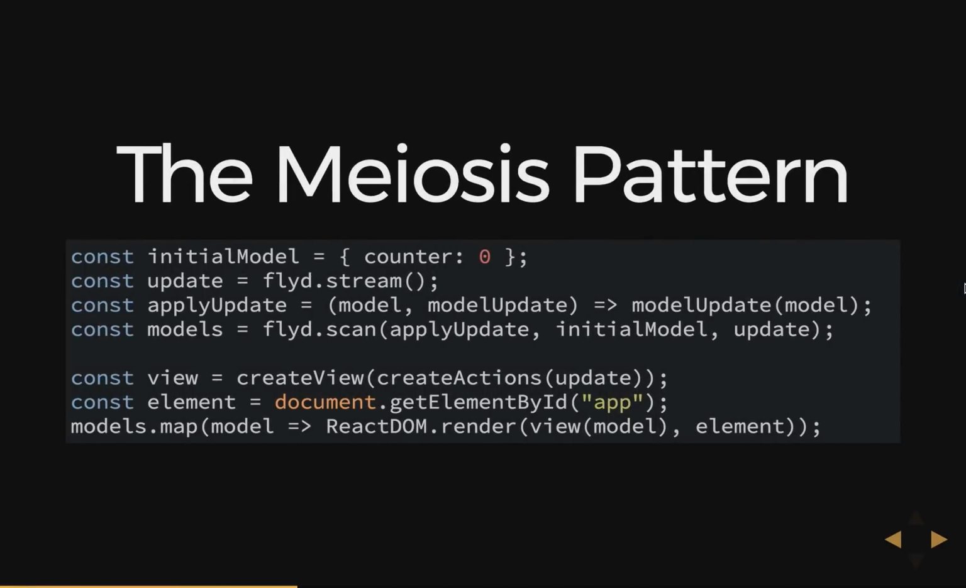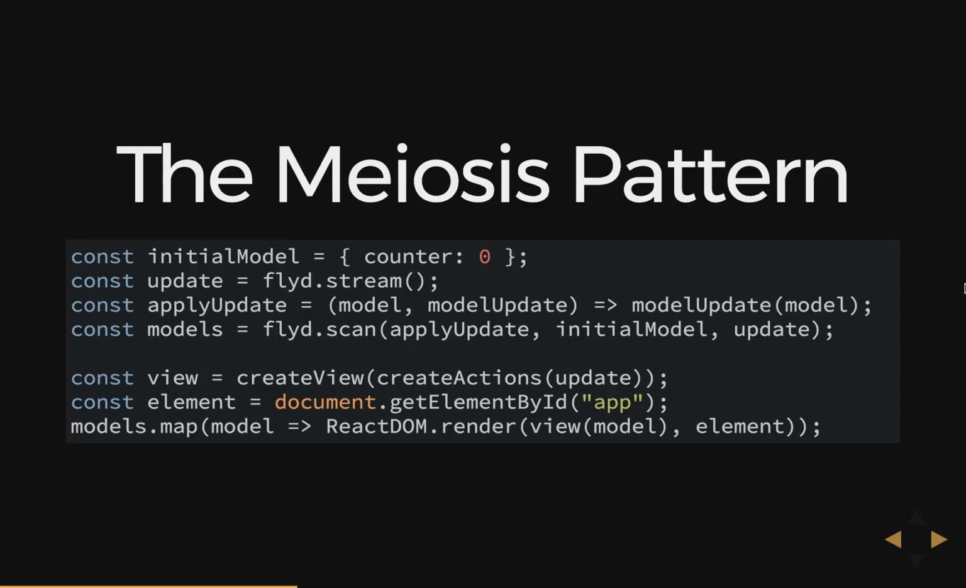And 42, of course, is the answer to the meaning of life and everything in the universe. We are now ready to implement the meiosis pattern. So we start with our initial model, which is our counter. Update is a stream. Now remember that we'll be calling it with functions to update the model. So that's a perfect candidate for scan. The initial value will be the initial model. The source stream is update. And our two-parameter function will get the model and then a function to update the model. So to get the next value, all we have to do is call that function on the model. And that will give us a stream of models.